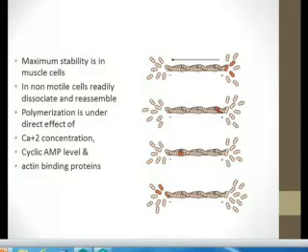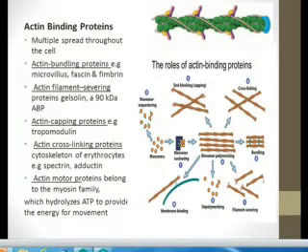The third thing which is required along with that is the actin binding proteins. For their stability, calcium and ATP are required, but another thing required is the actin binding proteins. Otherwise, if the actin binding proteins are not there, the filaments are there, but they cannot perform their function collectively. So what are the actin binding proteins?